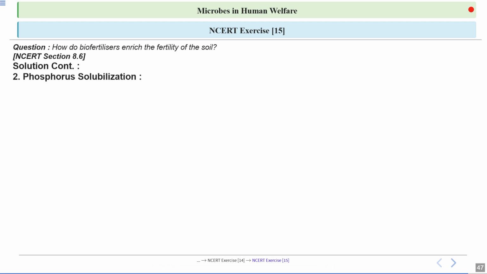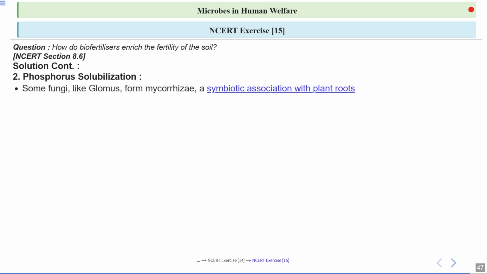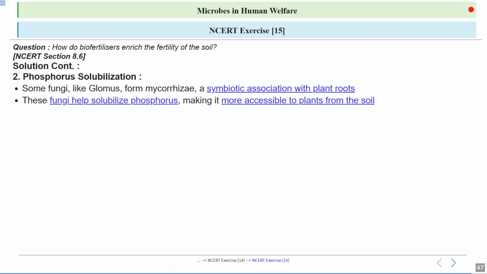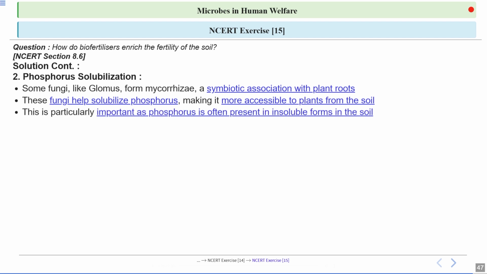Second is phosphorus solubilization. Some fungi like the genus Glomus form mycorrhizal association. Mycorrhizal association is a symbiotic association with the roots of the plant. These fungi help solubilize phosphorus, making it more accessible to plants from the soil. Plants cannot directly absorb this phosphorus from the soil. So this phosphorus is first solubilized by this fungus, and converted into a form which can be absorbed by the plants.